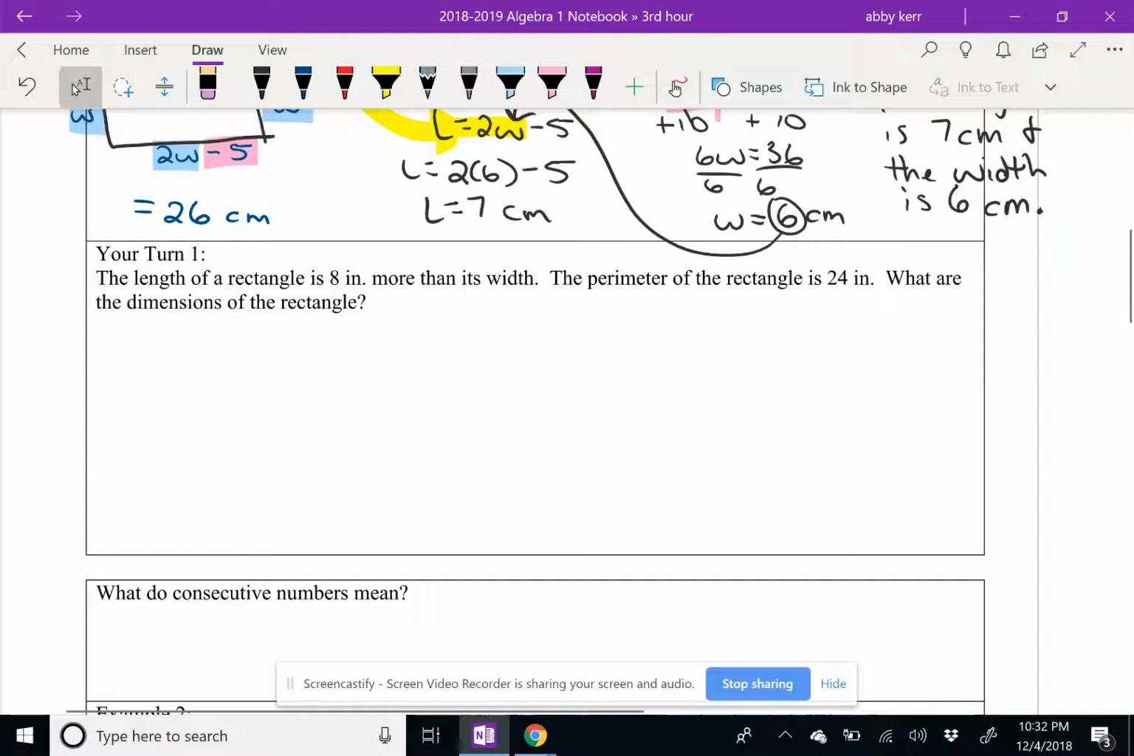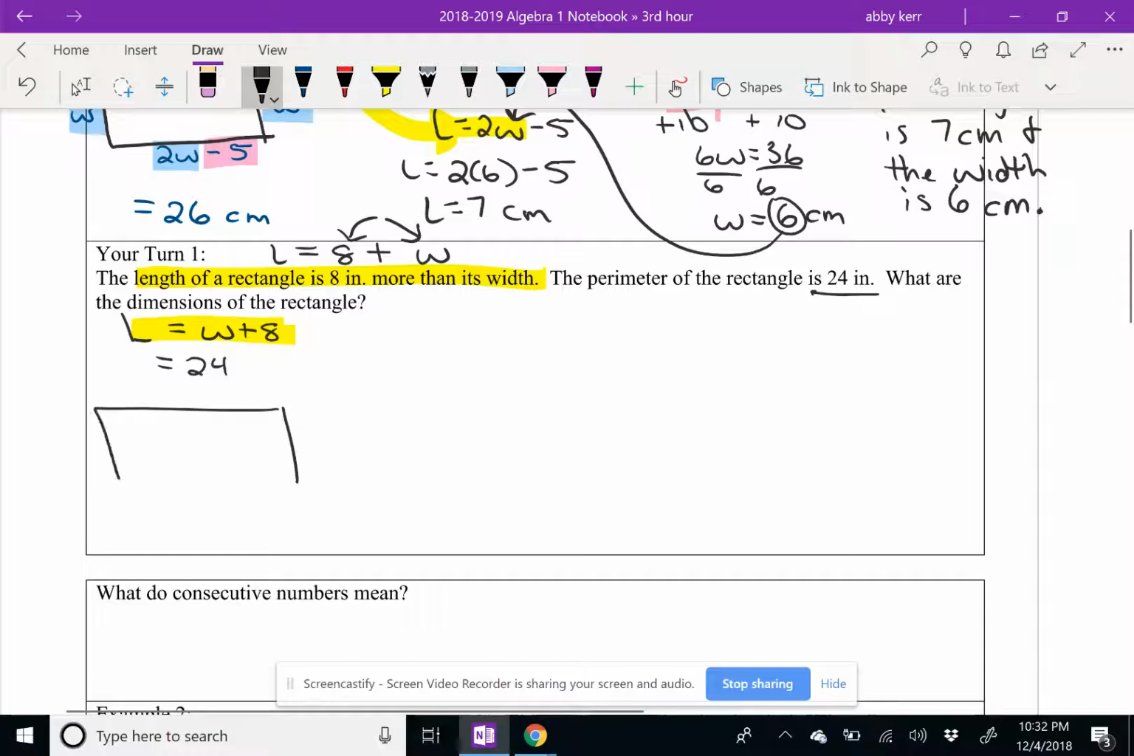Now your turn. It says the length of the rectangle is 8 inches more. So remember, we're translating that part. Length is L. The word is means equal. 8 more than its width. Now you don't necessarily have to switch more than because when you add two terms together, it doesn't matter which one's on the left and right. But if you want to get in that habit of switching, that's actually what I recommend doing. And then we said that the perimeter equals 24.